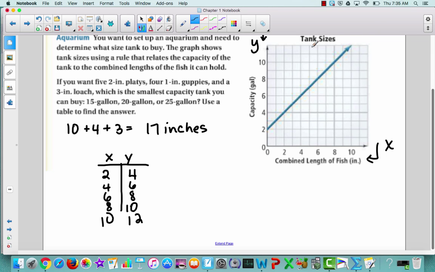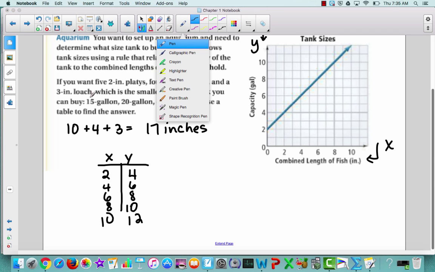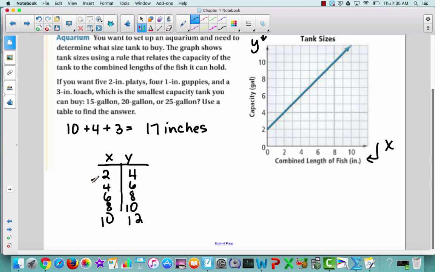Okay, so we have our chart, and what I do is calculate the differences between the numbers. So 4 minus 2 gives me 2. Let me change colors actually. And 6 minus 4 is 2. 8 minus 6 is 2. And 10 minus 8 is 2. And here on this side, 6 minus 4 is 2, 8 minus 6 is 2, 10 minus 8 is 2, and 12 minus 10 is 2.